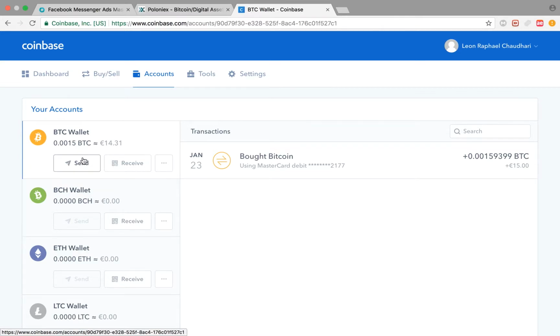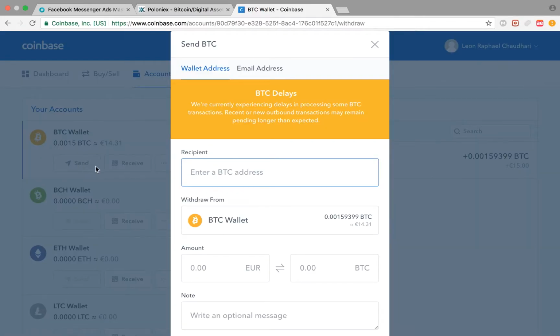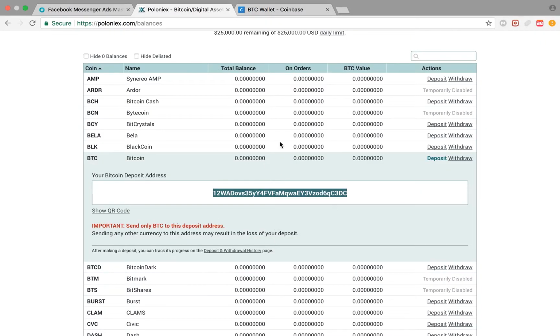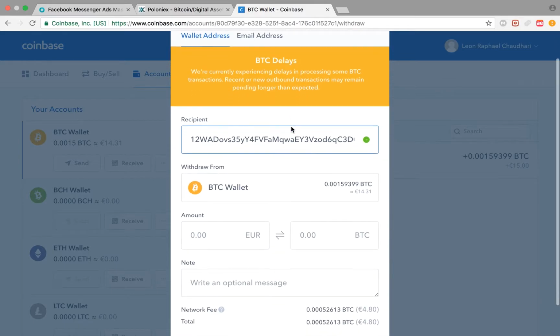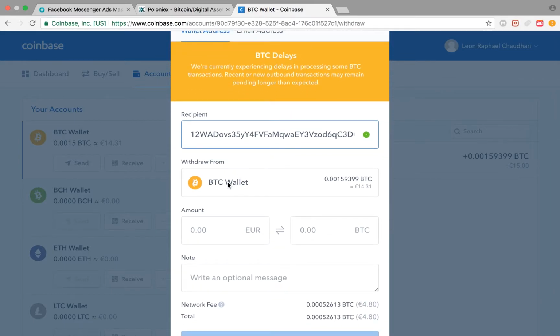What I want to do is click up here on the BTC wallet and then down here on send. So I click on send, and then it says right here, recipient, enter a BTC address. So I'm just going to plug in the address that we just copied, this one right here. And then it says withdraw from BTC wallet.